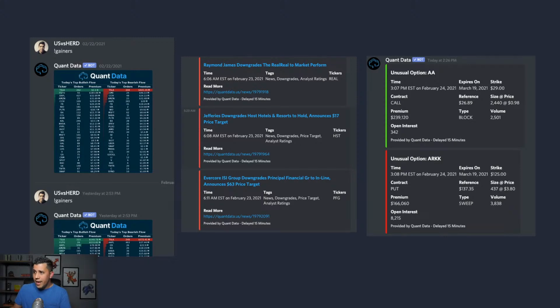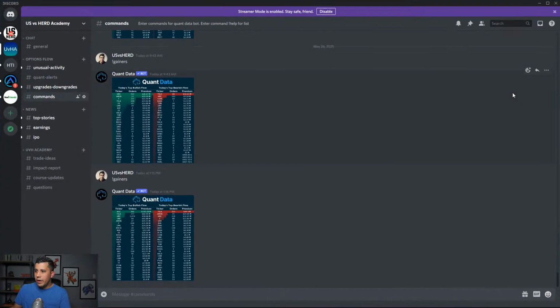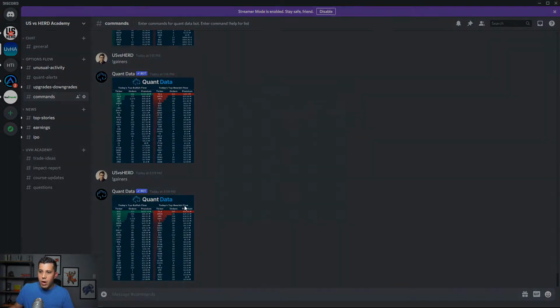But as you can see, I'm going to bring over the Discord right over here. We have options flow through Quant Data. We pay for it directly as part of the Academy. In here, we look at what options flow is. I use it a lot to see what happened today. I can call up the top options flow for today.